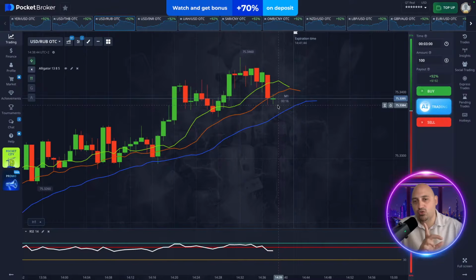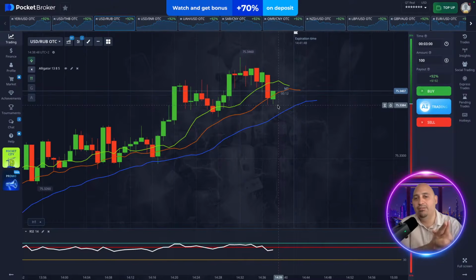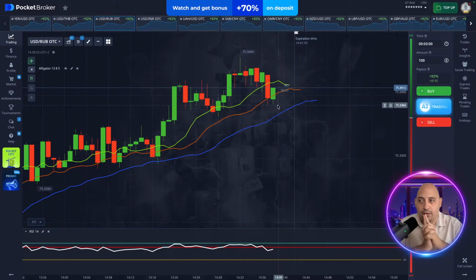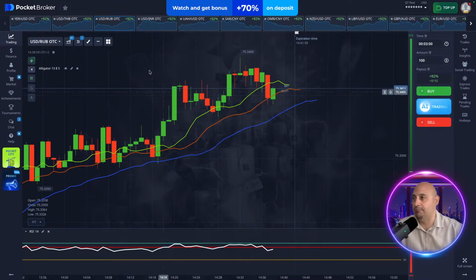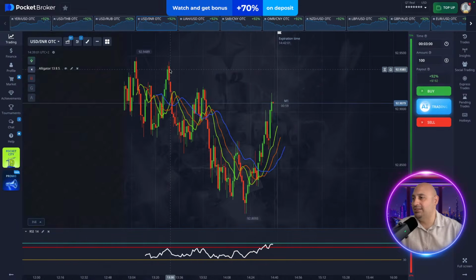Shall I wait for this one, or shall I look for another currency pair? I'll leave it up to you guys. Let me know. Shall I keep looking? Or maybe, have you found any currency pair that has a nice setup for me to place a trade? Now, we haven't found any sell trade.